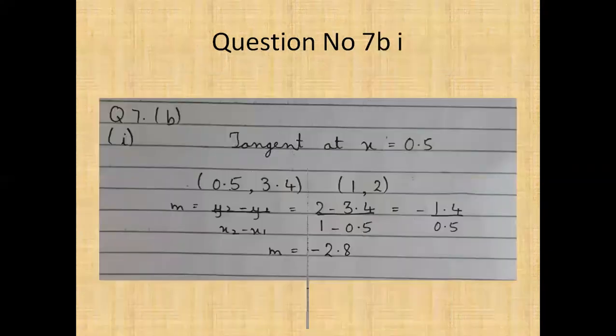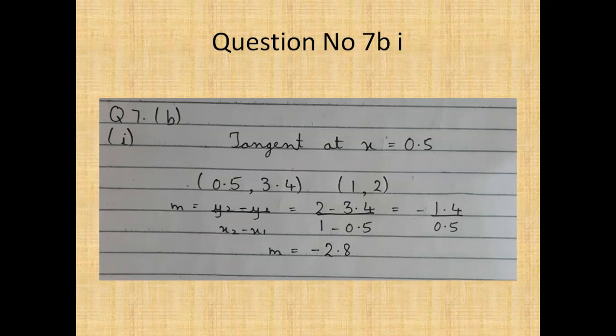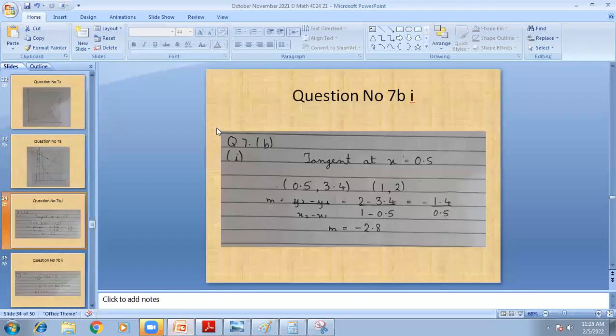So let me show you. Okay, so the tangent at x is 0.5. We have taken 2 points on that tangent, (0.5, 3.4) and (1, 2). So I can find the gradient. The formula is y2 minus y1 divided by x2 minus x1. So 2 minus 3.4 divided by 1 minus 0.5, and that will be minus 1.4 divided by 0.5. So the m value will be minus 2.8. So the gradient is minus 2.8. Hopefully you understand.